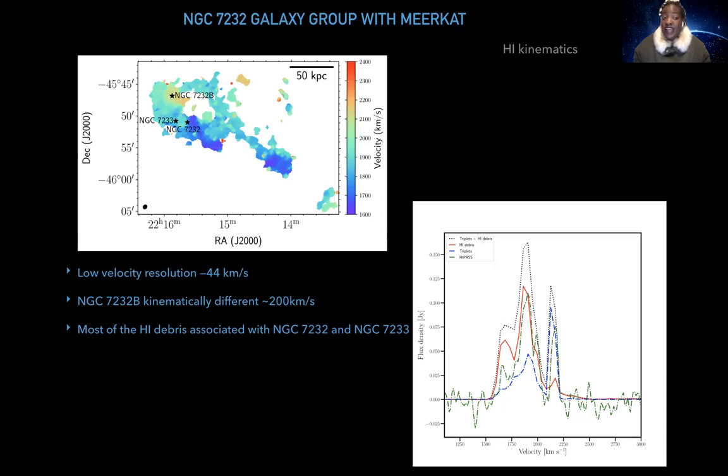The question is, since NGC 7233 and NGC 7232 are H1 deficient, is it that they are losing the H1 to the surrounding environment, which is this newly detected H1 debris that we are seeing? For us to fully answer that question correctly, we need high resolution H1 observations, with high velocity resolution, to carry out the kinematics. And we also need simulations combined with observations for us to answer that question correctly.